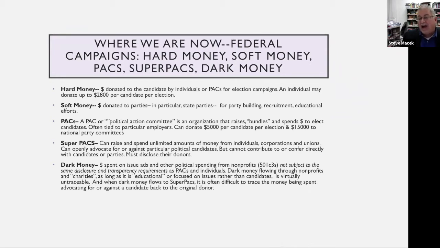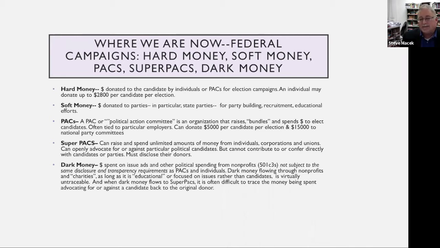And then beyond that are what are called super PACs, which were really created by the Citizens United decision. These are groups that can raise and spend unlimited amounts of money from individuals, corporations, and unions. They can openly advocate for or against particular political candidates, but they cannot contribute to or confer directly with candidates or parties. So they have to be independent and uncoordinated. They must, technically speaking, disclose their donors.